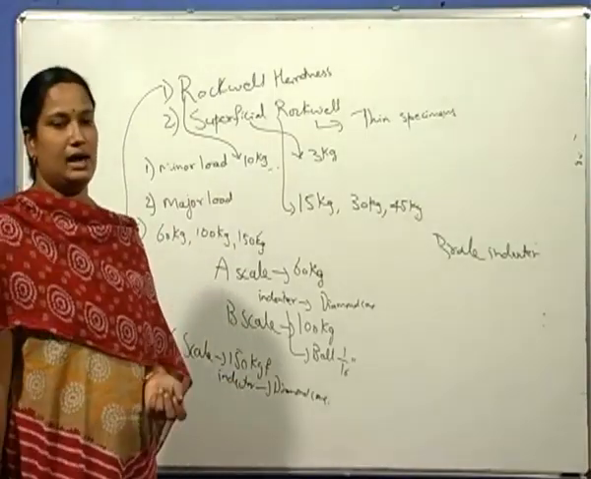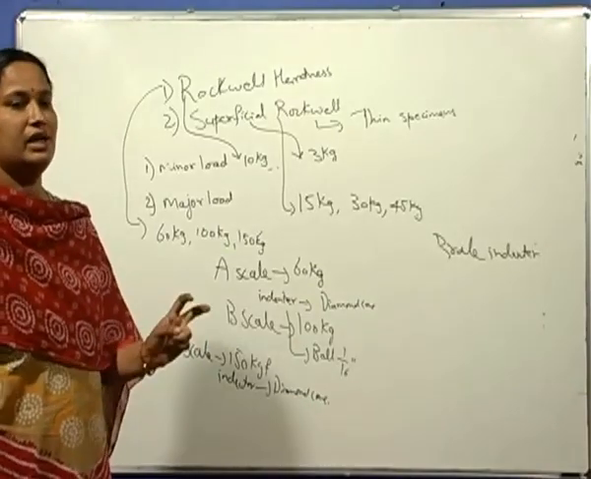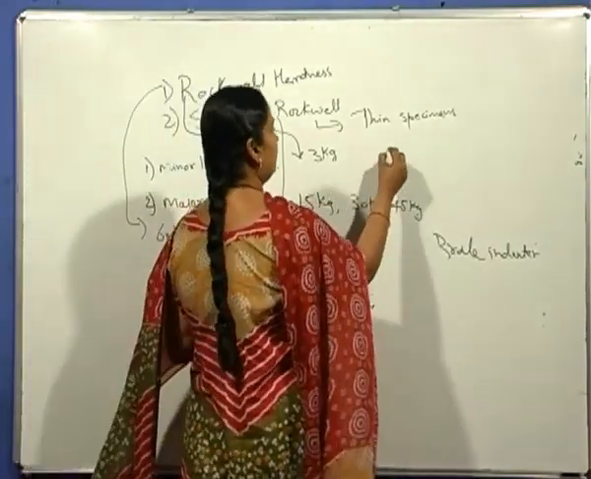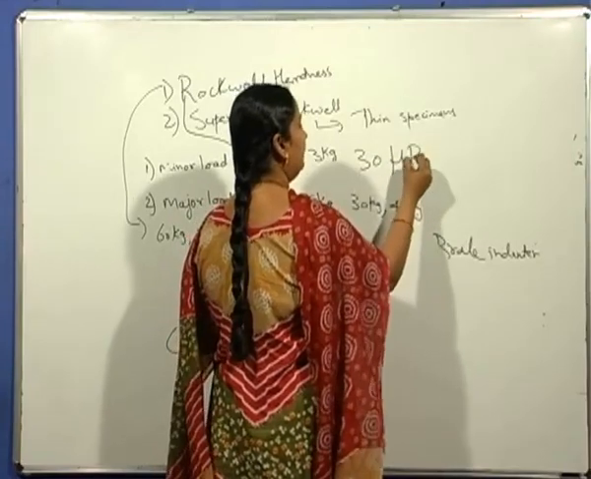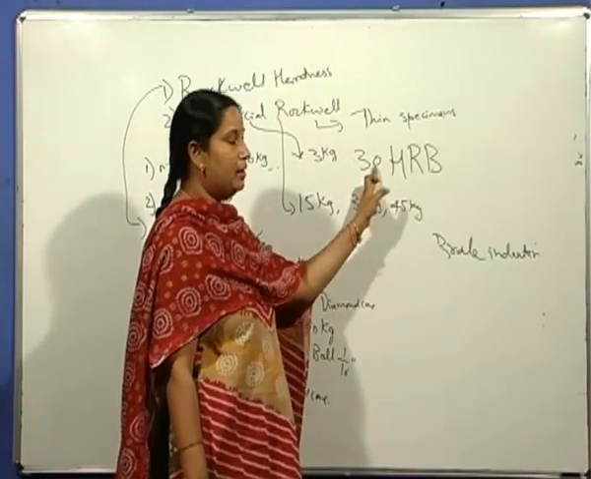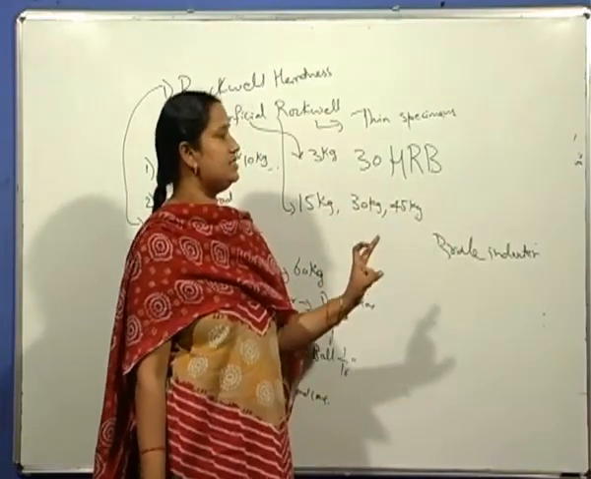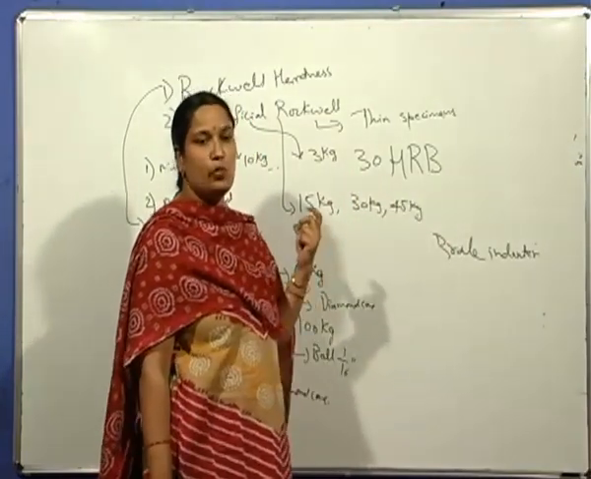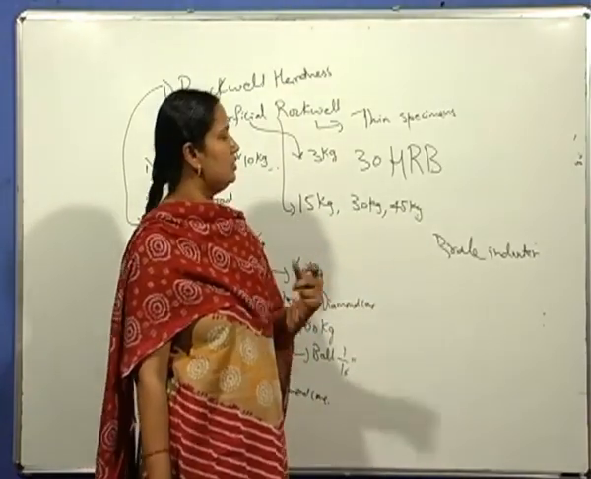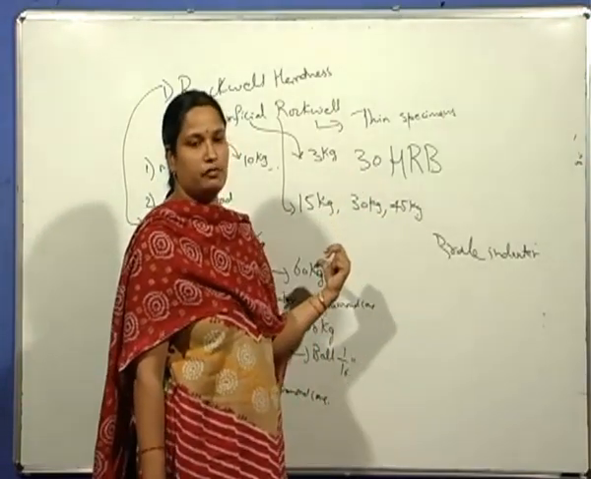So while reporting the hardness values, one has to mention the scale. If one does not mention the scale, then the Rockwell hardness number has no meaning. So 30 HRB indicates a Rockwell hardness of 30 is obtained by using the B scale, where the B scale indicates a load of 100 kg and the indenter used is a 1 by 16th inch dia hardened steel ball. So this is how one has to report the hardness for the case of Rockwell.